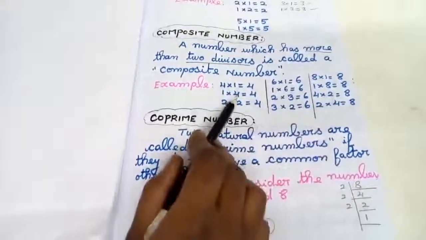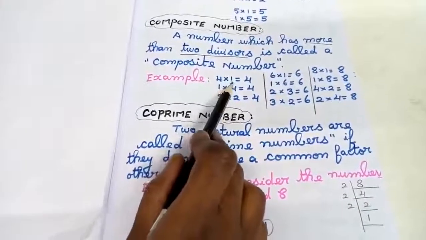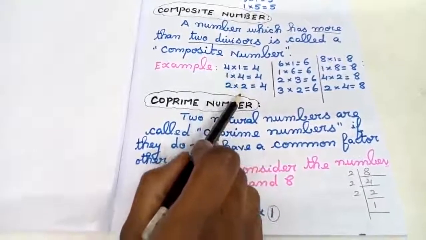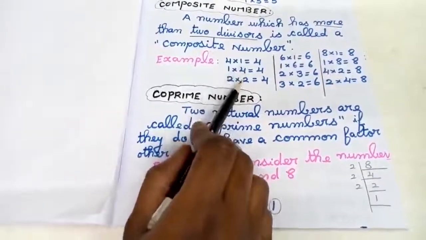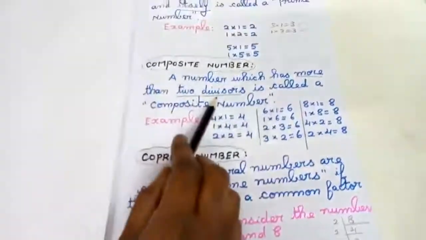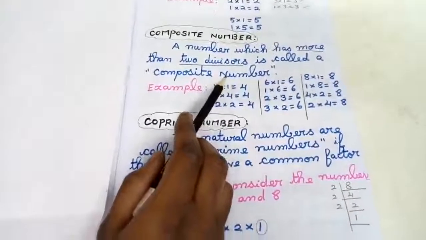And similarly 8. If you see all these concepts, in this place also the number is divided by 1 and itself, and other than that I am getting another divisor. So it is crossing more than 2 divisors. A number which has more than 2 divisors is called a composite number. So that is the difference between prime and composite.